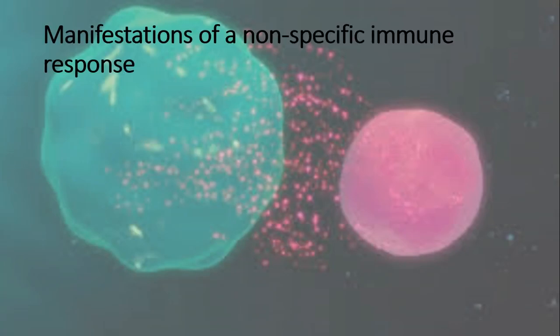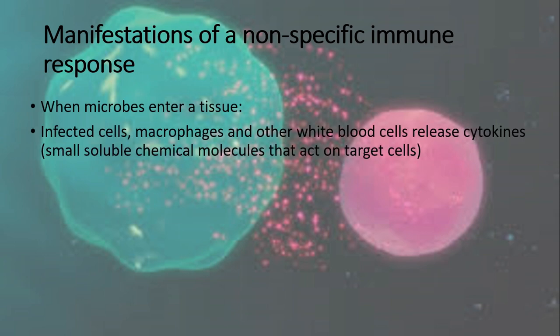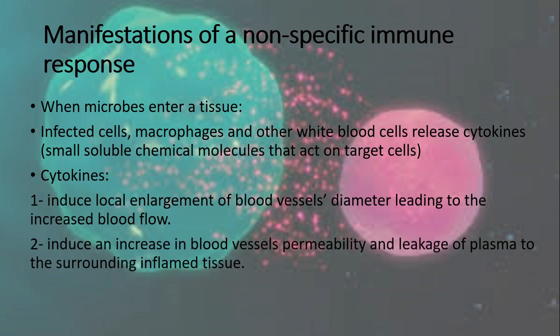So the manifestations of the non-specific immune response, as I was saying: when the microbes enter a tissue, the infected cells, the macrophages and other white blood cells will start releasing small soluble chemical molecules which can act on the target cells, and these molecules are called cytokines. These cytokines have very important roles. First of all, they lead to increased blood flow because they increase the diameter of the blood vessels by dilating these blood vessels.